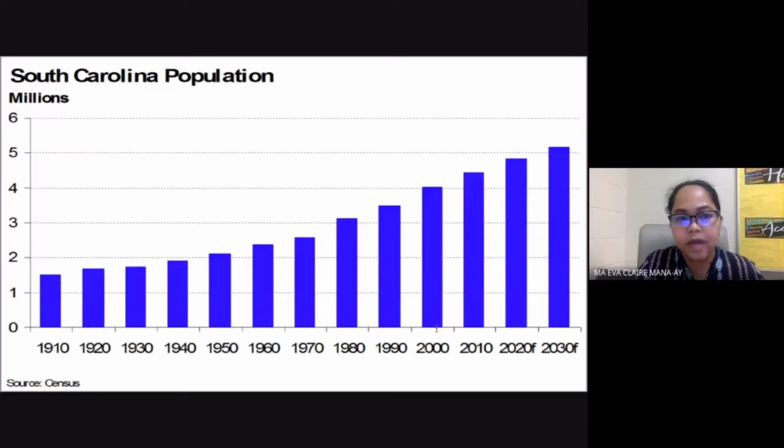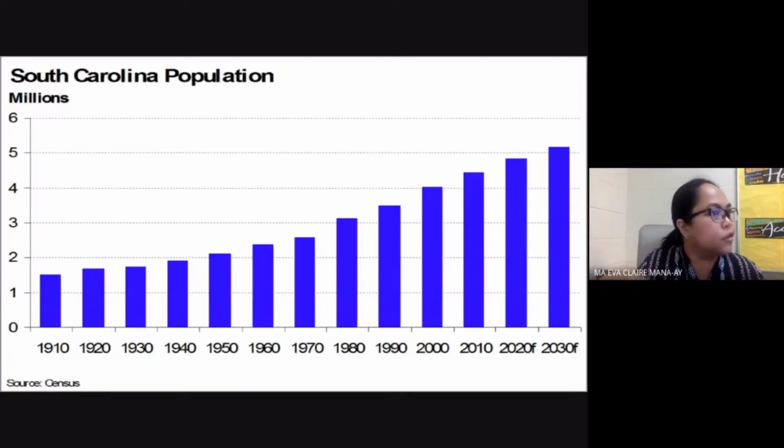Now, by the 2000s, there's already roughly 4 million people. And now we're already in the year 2021, and so we know that this should be almost 5 million now. So as you can see, the population in South Carolina has grown tremendously from 1910 until this year. Again, before, the basis of growth rate, how a population would grow, would just be the number of babies born minus the number of people who die.